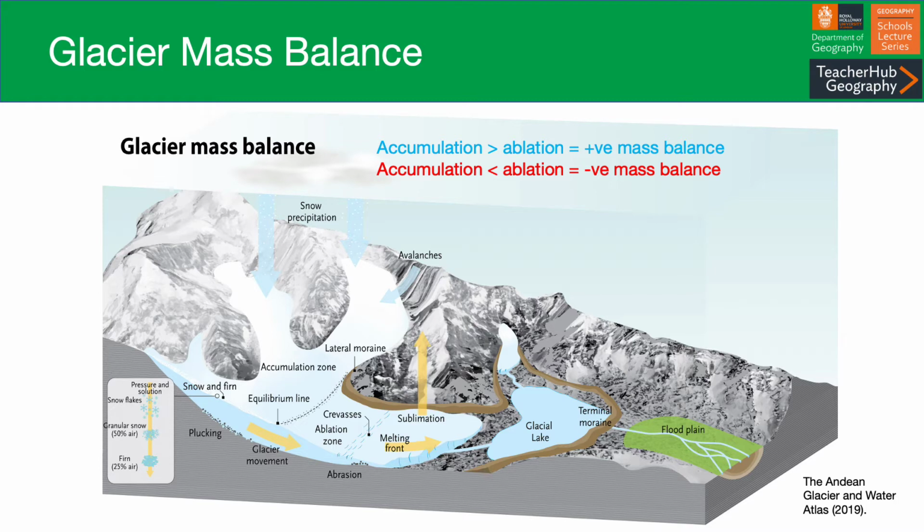Ice loss can be driven by temperature as the ice melts, or wind-blown snow is lost, for example. Ice loss can also occur through the carving of icebergs when the ice terminates in water.